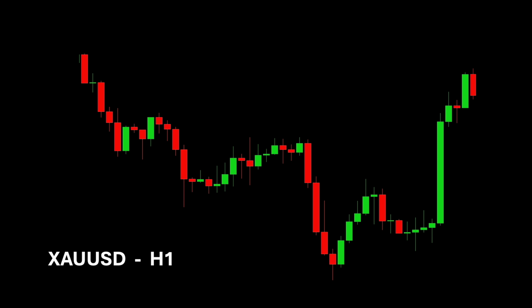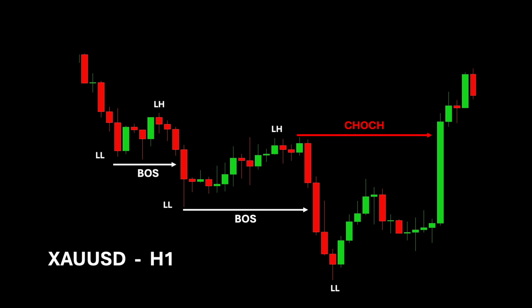Now let's look at the opposite, a bearish to bullish change of character. The market was in a clear bearish trend, lower highs and lower lows. Sellers were in complete control. Then right here, price breaks above the last lower high. That's a bullish change of character. First sign that buyers are starting to take control. First sign that the bearish trend might be ending.